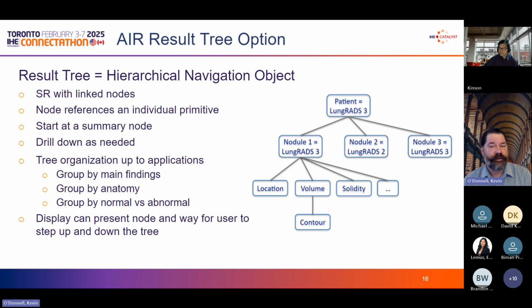So the idea with the navigation object is to let the creation system describe what it's created, and then let subsequent systems put together useful groupings. You could make an object like this to group by main findings, or you could group by anatomy, or you could group by, here's the tree for all the abnormals, here's the tree for all the normals, given that the normals are likely to be ignored by the radiologist, relatively nothing to see there.